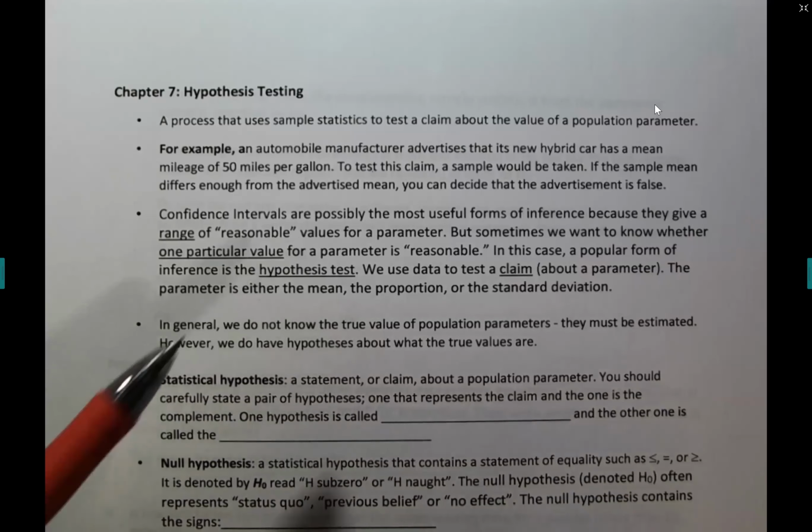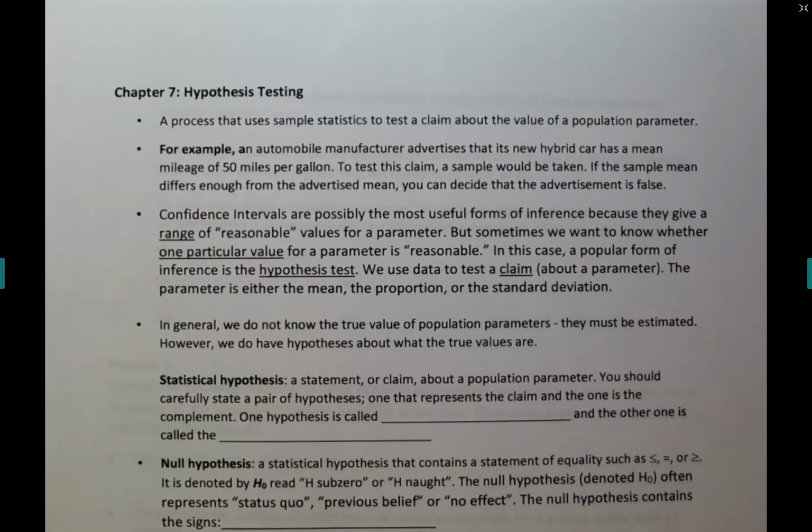Let me give you another example here. An automobile manufacturer advertises that its new hybrid car has a mean mileage of 50 miles per gallon. Well, that's what they advertise. In order to test this claim, guys, you need to go and check on some of those cars and see whether they do 50 miles per gallon, and record the data. To test this claim, a sample would be taken. If the sample mean differs enough from the advertised mean, probably we can conclude that the company's advertisement is false. But if you come with a sample mean that is, let's say, 49.7 miles per gallon, that's very close to 50. So probably the company's claim is valid. We're going to learn how to validate a claim or not later in this chapter, but just to give you an idea.